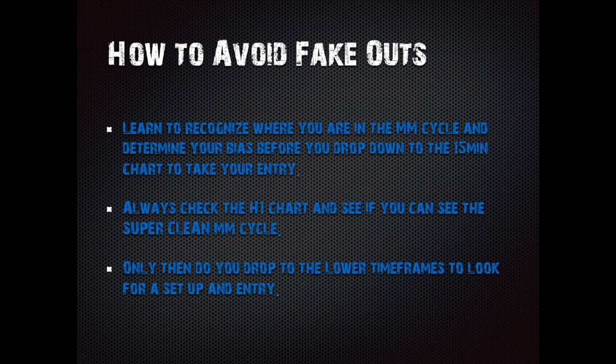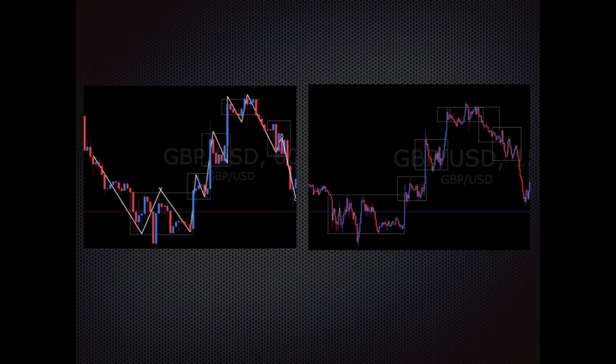If you can't identify where you are in the cycle, there's no reason at all why you should be dropping down to a 15-minute chart to look for an entry. Does that make sense? So here's what I'm going to show you. I'm going to show you that same chart, and on the left is the 1 hour chart, on the right is the 15-minute chart. Okay, now on the left, what do you notice here?